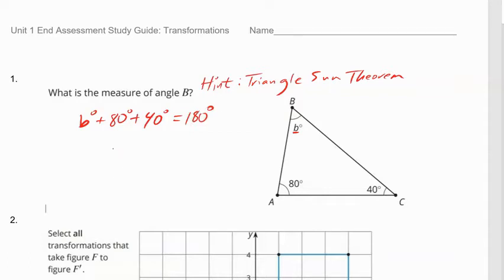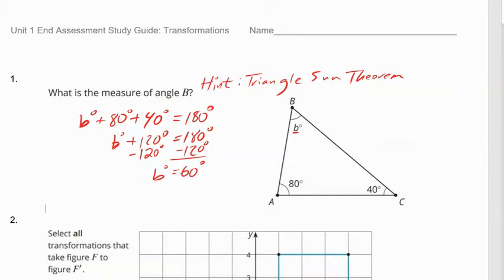180, right? So combine my terms. B is the variable that we're solving for. 80 plus 40, 120. All right, and 180. What plus 120 gives you 180? Or if you want, you can just apply the algebra and your measure, right? So what's 180 minus the 120? And that's just 60 degrees.